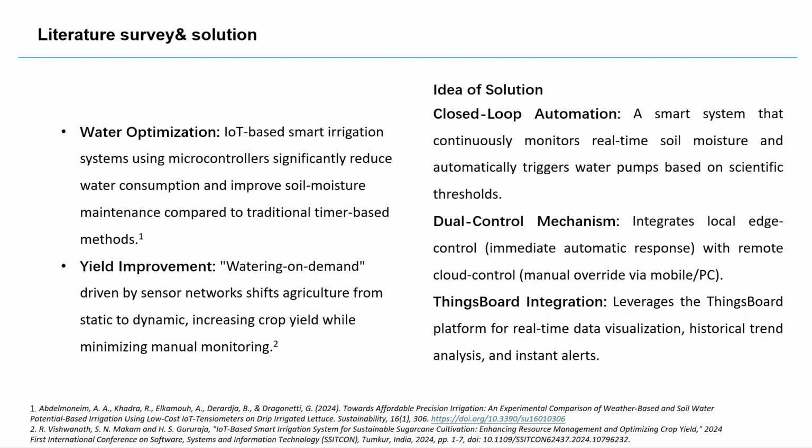Before designing the system, I looked into existing research, two key papers for this work. Inspired by these findings, my solution is a closed-loop smart irrigation system. It continuously monitors soil moisture in real time. When moisture drops below a scientific threshold, the system automatically turns on the water pump. When it rises to an optimal level, it shuts off.